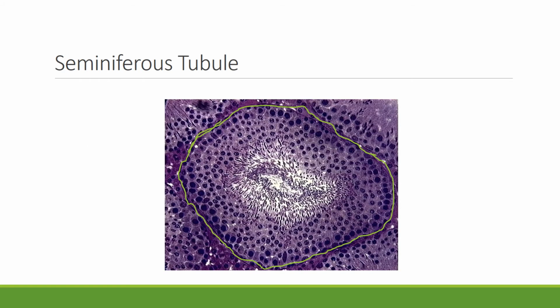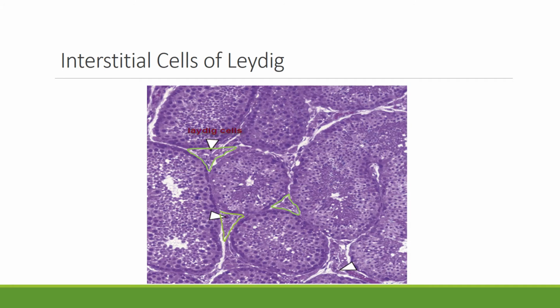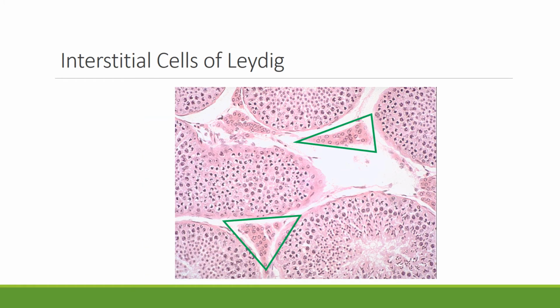This is a microscopic slide of a seminiferous tubule. You should have seen this slide in the laboratory. In this microscopic slide of the seminiferous tubules, you can see that in between the tubules are triangular clusters. These are the interstitial cells of Leydig and the location for the production of testosterone. Here is another view of the interstitial cells of Leydig.